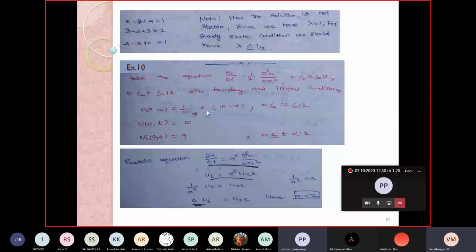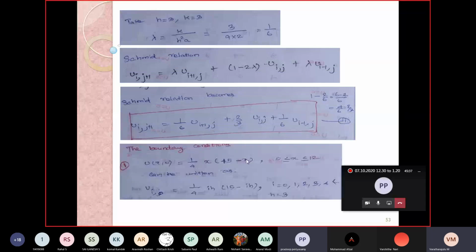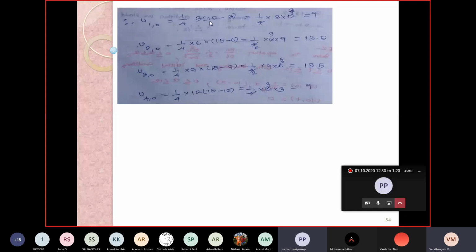1 by 4 x into 15 minus x. Instead of x, i into h. We are going to apply i is 3, h is equal to 3. 15 minus i into h. 3, 15 minus 3. Here instead we are going to apply 2.